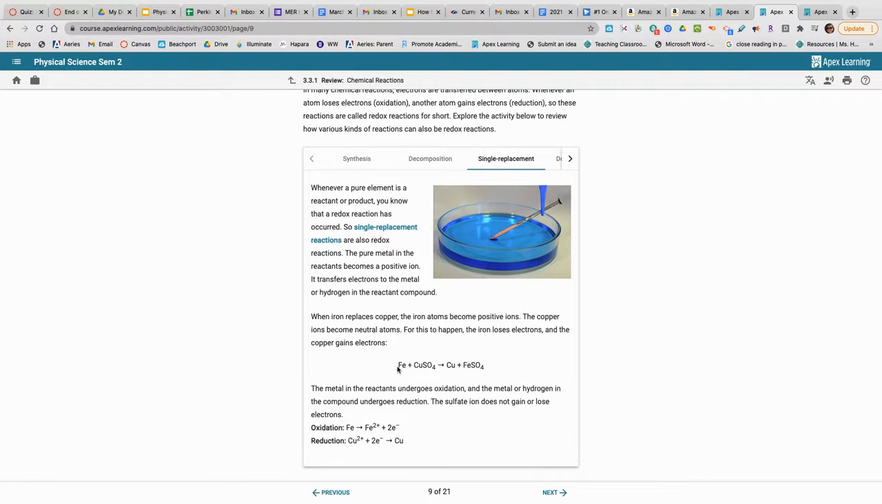This is the example we saw earlier. If we look closely at each of the metals, you'll notice that iron loses 2 electrons in the process, and the copper ion gains 2 electrons to become solid copper that you can see on the nail.